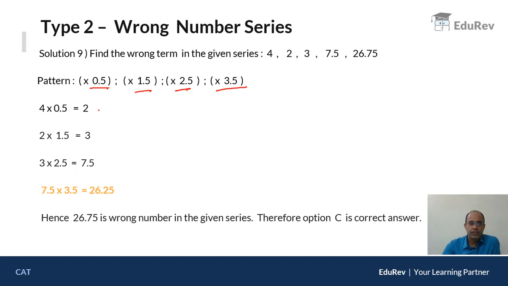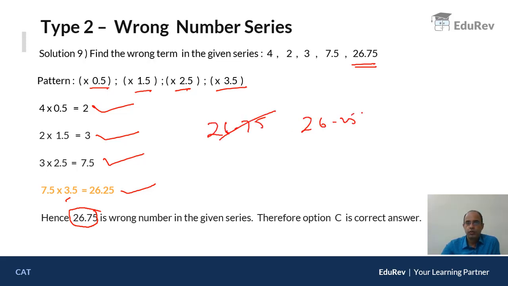4 into 0.5 is 2. 2 into 1.5 is 3. 3 into 2.5 is 7.5. But 7.5 into 3.5 is 26.25. Here it is given to be as 26.75. Hence 26.75 was the wrong number in this series. Instead of 26.75, it should have been ideally 26.25. Therefore, option C is the correct answer.